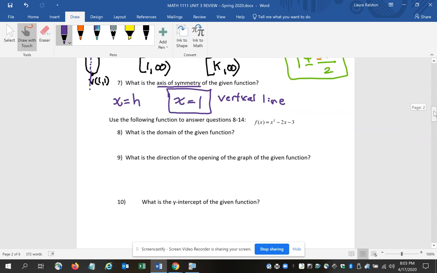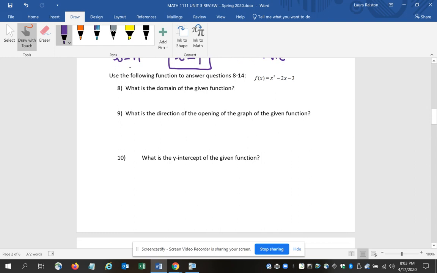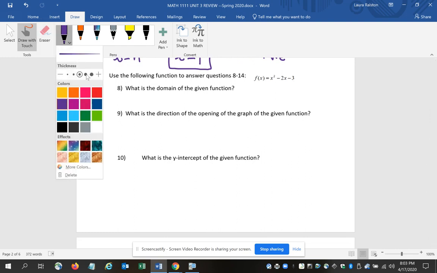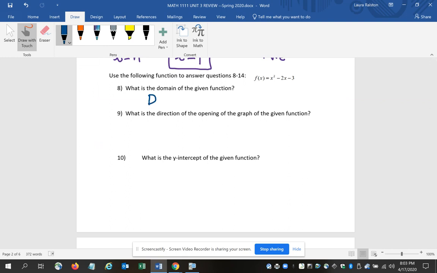So for question number 8, as we begin looking at this set of questions, you have the function, and hopefully you recognize the function as being a quadratic because it has a high exponent of 2. And I've told you that the domain of a quadratic function is always and forever negative infinity to positive infinity.